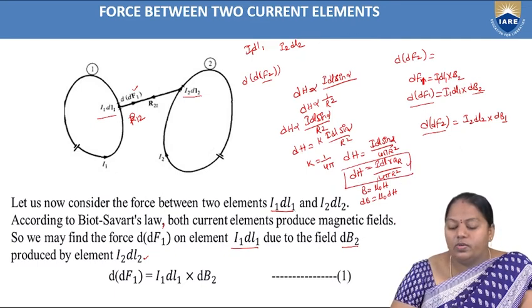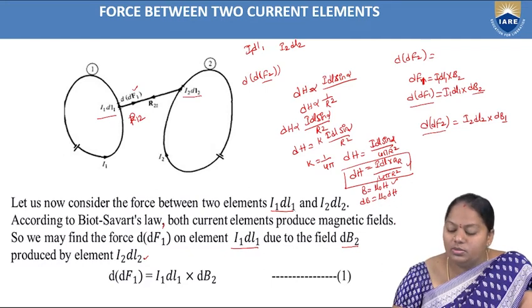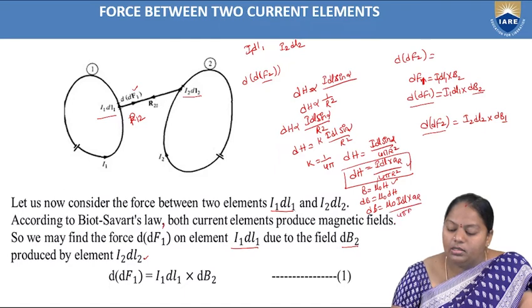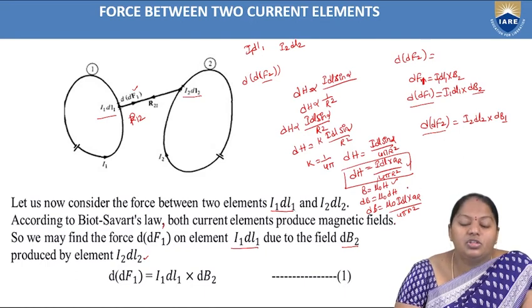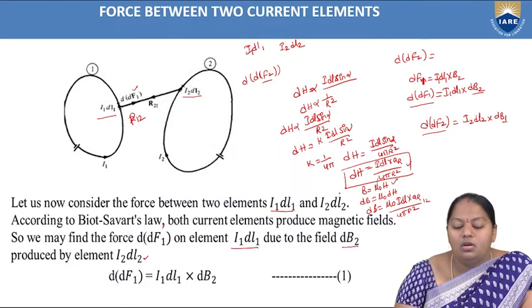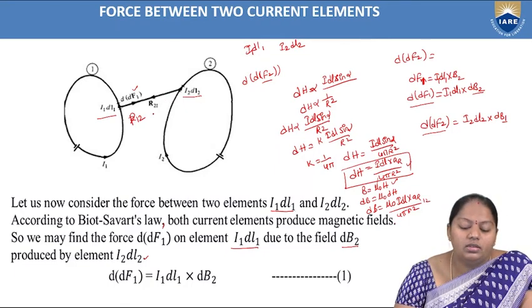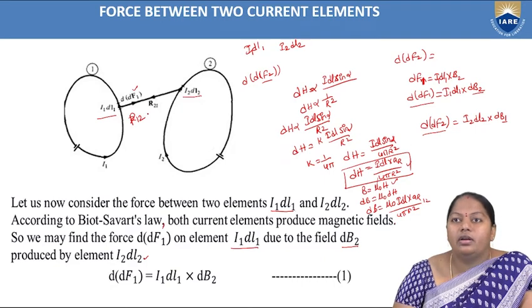So from Biot-Savart's law, the relation dH is given by IDL into AR by 4 pi r square, and we know that the relation between B and H is B equal to mu naught into H. Then the differential element dB equals mu naught into dH. If you substitute dH by this equation, then dB is obtained as mu naught IDL into AR by 4 pi r square. Instead of AR, if you want the distance from 1 to 2, we consider R12, or if you want the distance from 2 to 1, then we consider R21.